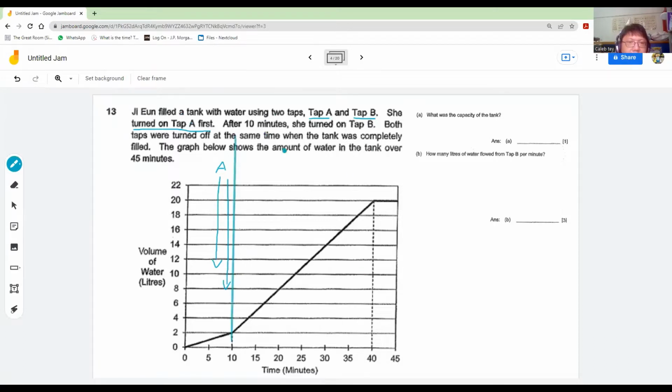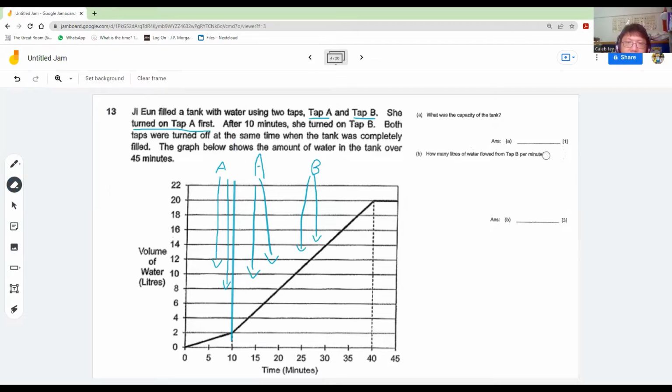What happened after 10 minutes? After 10 minutes, she turned on tap B. But realize she never turned off A, you know? So A will continue to fill. What we're trying to say is after 10 minutes, both taps are working at the same time.